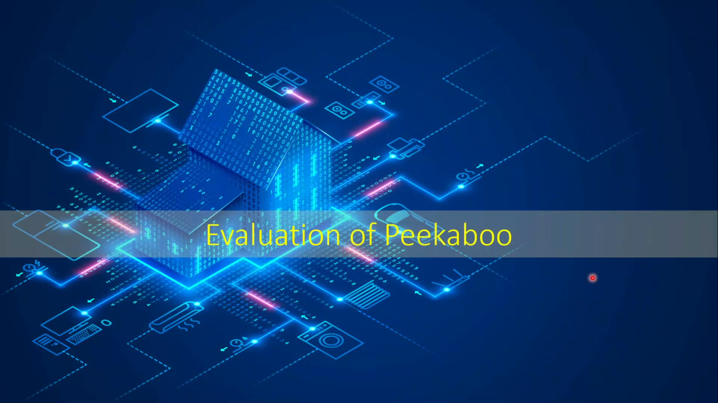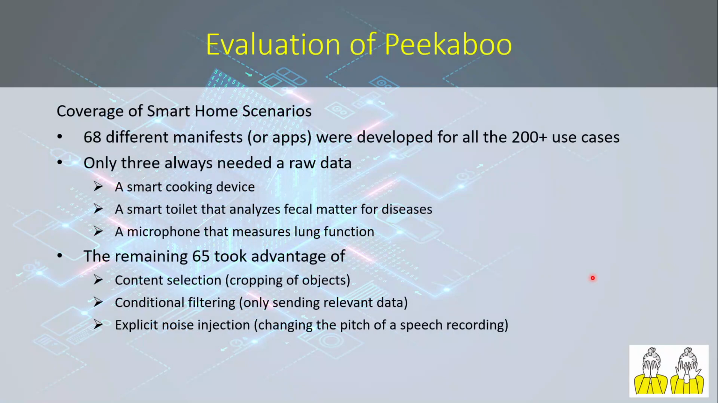Next, we will talk about the evaluation of Peekaboo. Once again, the evaluation is more qualitative. However, I do have a few quantitative results. The first evaluation was, out of the 68 smart home apps that they developed, how many of those apps require raw data and only raw data? And it turns out that of the 68 apps, only 3 require raw data.